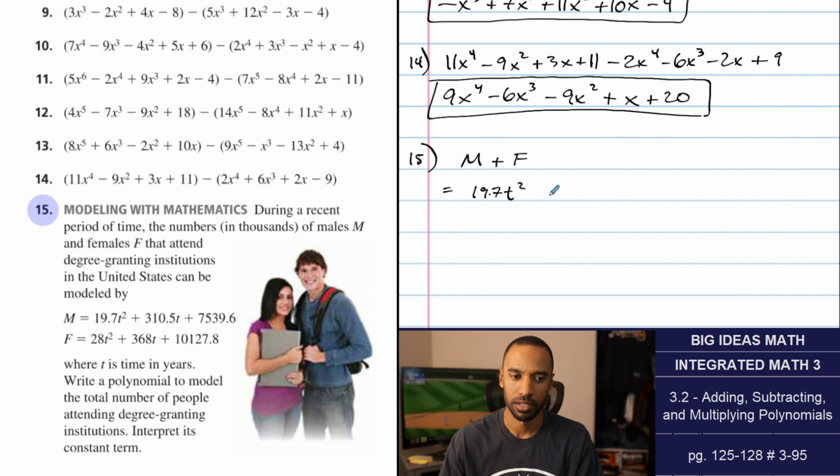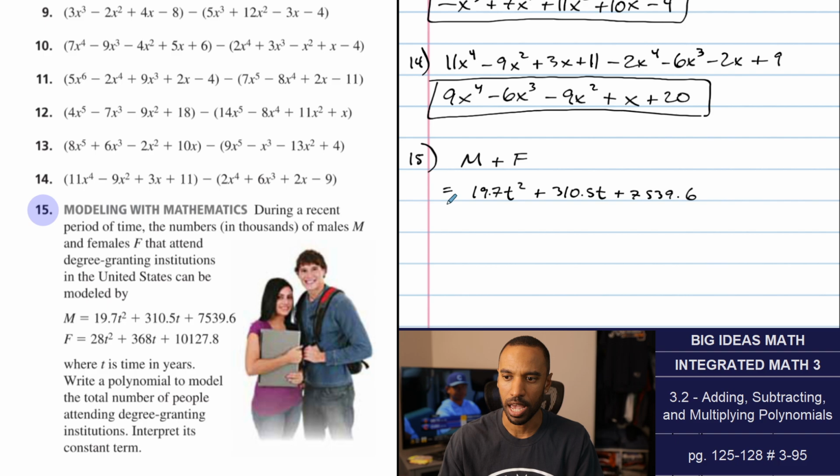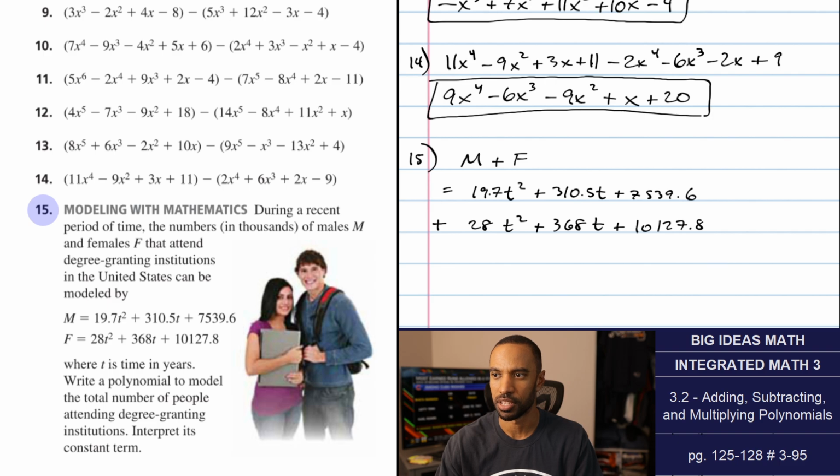We're going to add 19.7 T squared, 310.5 T, and 539.6. I'm going to do this one vertically just for room and because we haven't done it yet. Plus 28t squared plus 368t plus 10127.8. I'm going to use the calculator for some of these as I need to, especially that last one. I don't care to try and get that number right the first time. This first one I should be able to do okay.